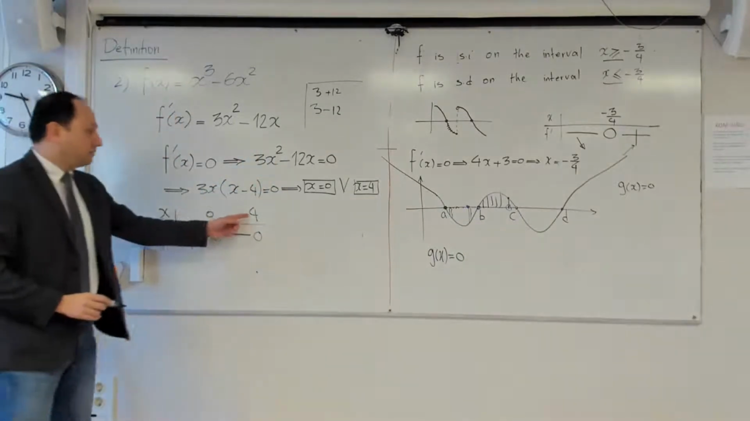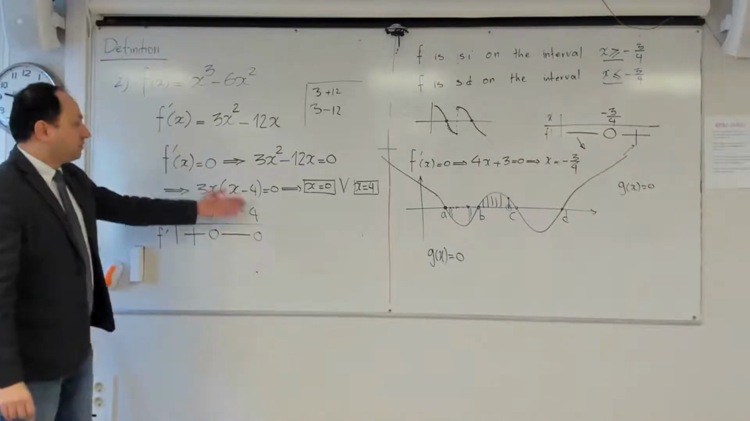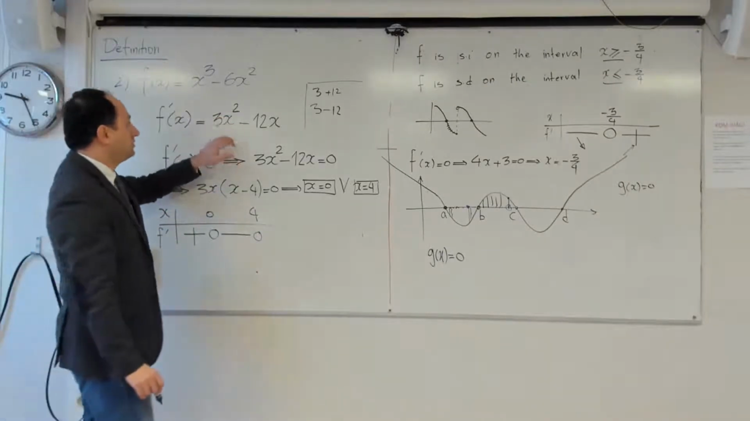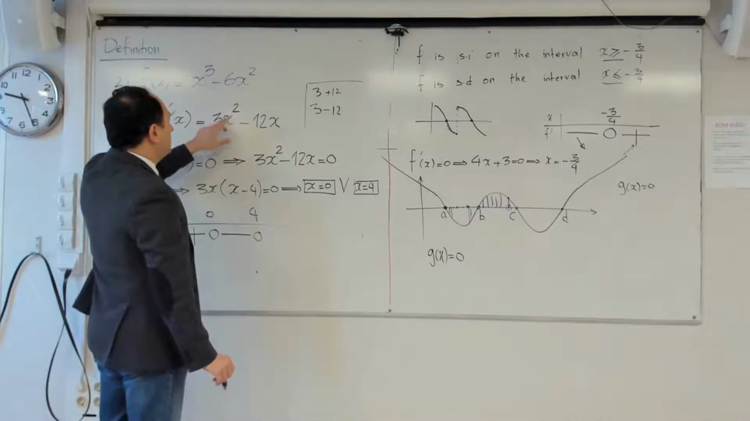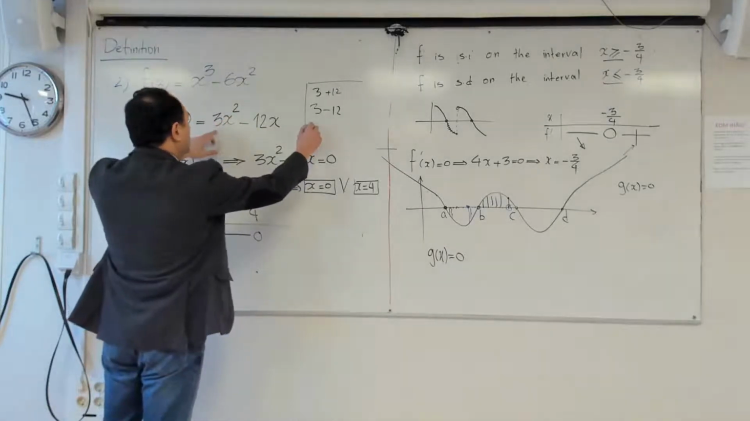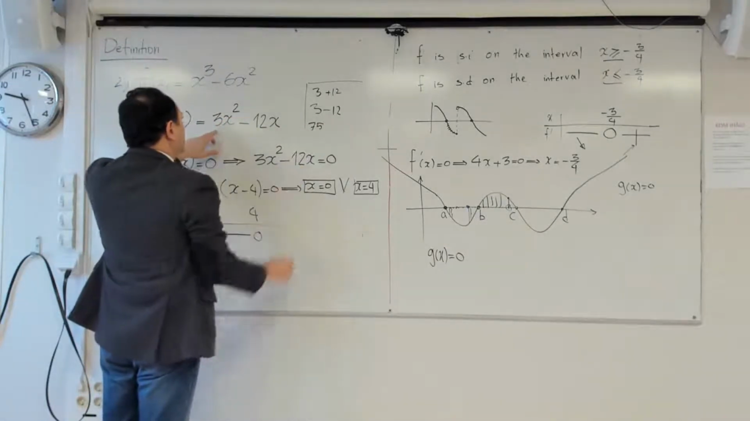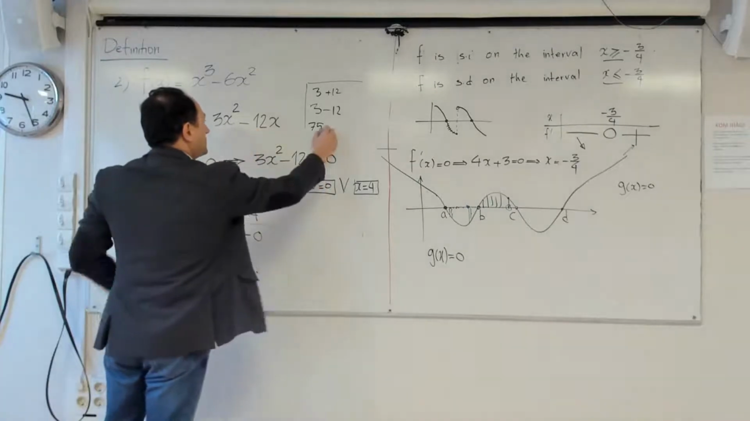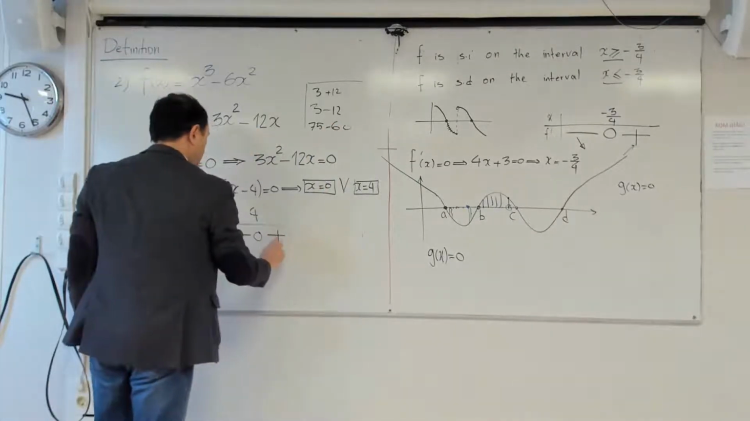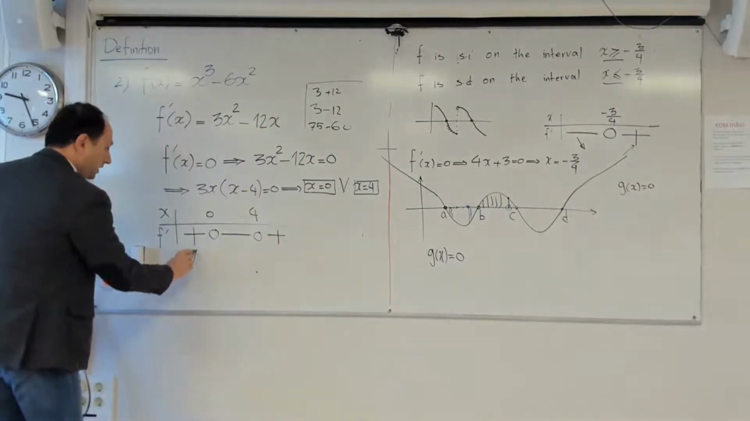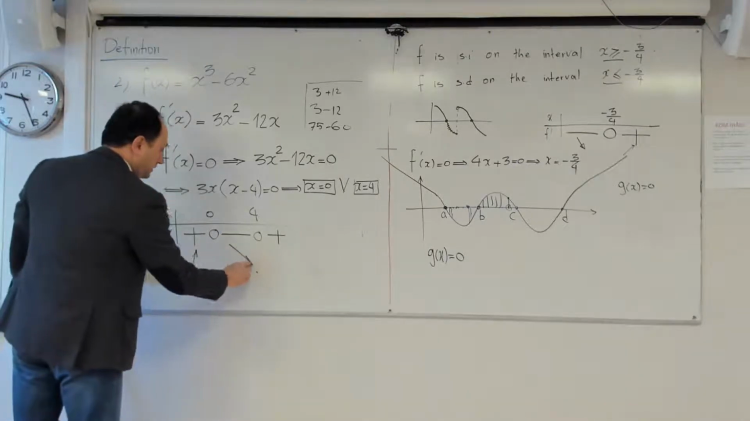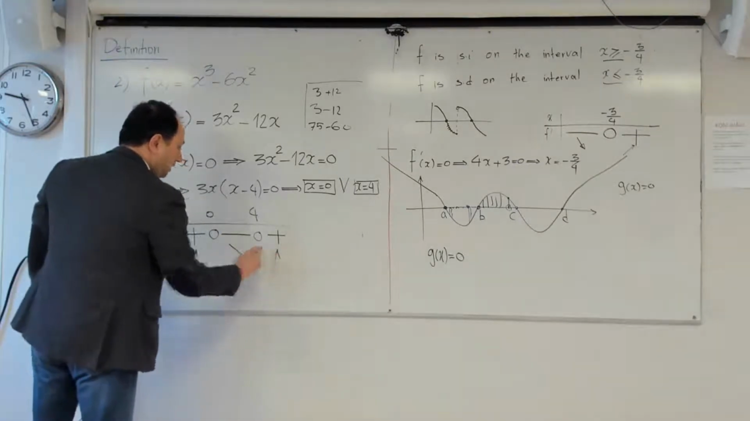And then a random number after 4, for example, 5. 5 to the 2 is 25, 3 times 25 is 75, and then this is 60. Again, this is positive. So the function is going up here. The function is going down here. The function is going up there.